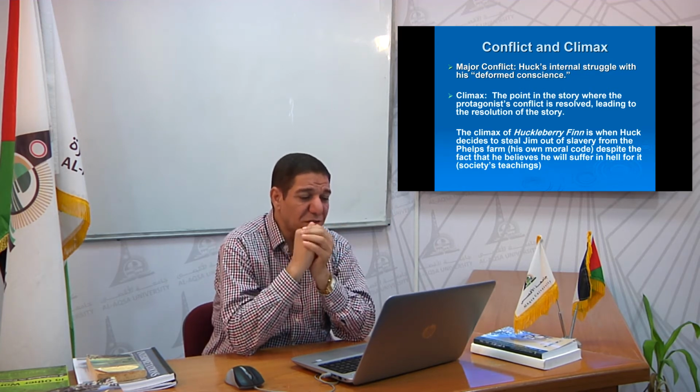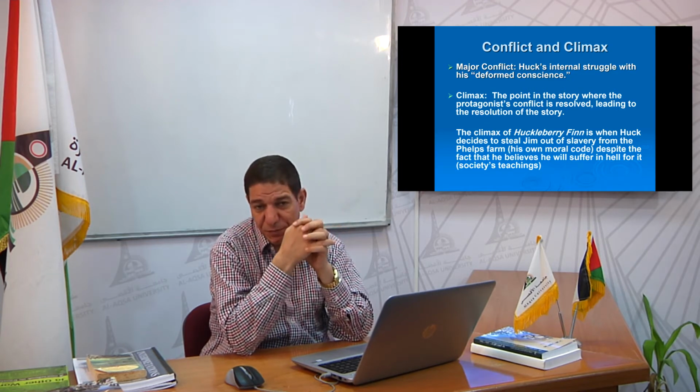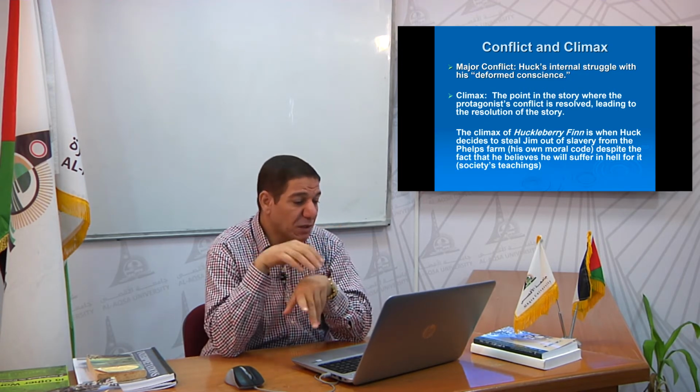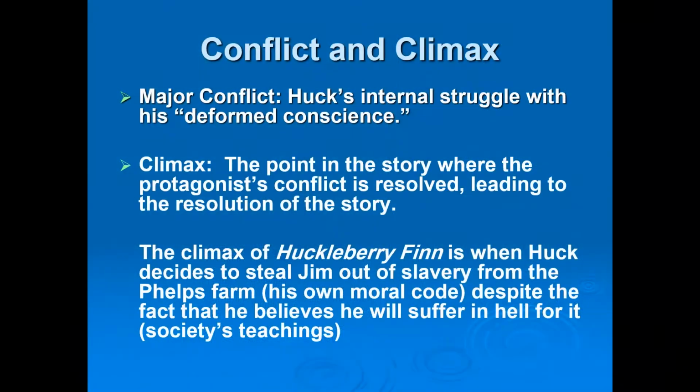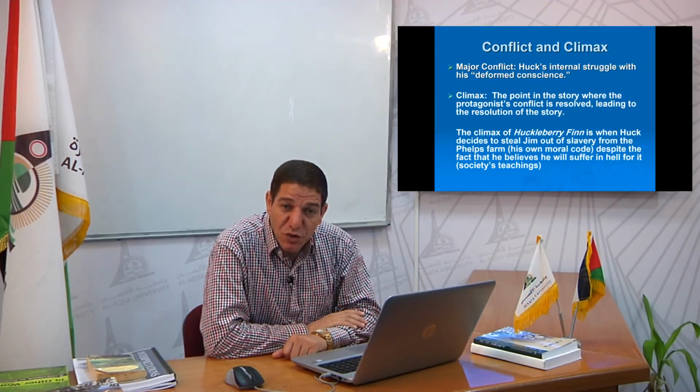The major conflict is Huck's internal struggle with his deformed conscience. Back to the sound heart and the deformed conscience. The climax, the most important point or the most complicated point in the novel, the point in the story where the protagonist's conflict is resolved, leading to the resolution of the story. The climax of Huckleberry Finn is when Huck decides to steal Jim out of slavery from the Phelps farm, following his own moral code, despite the fact that he believes he will suffer in hell for it, according to society's teachings. Yeah, he was taught that if you help a slave to escape, then you will suffer hell. You will be tossed to hell.